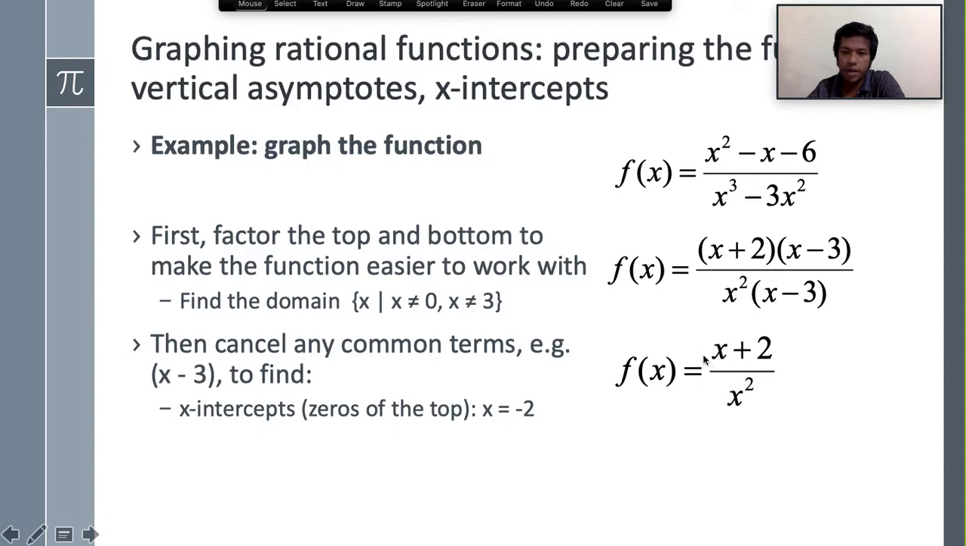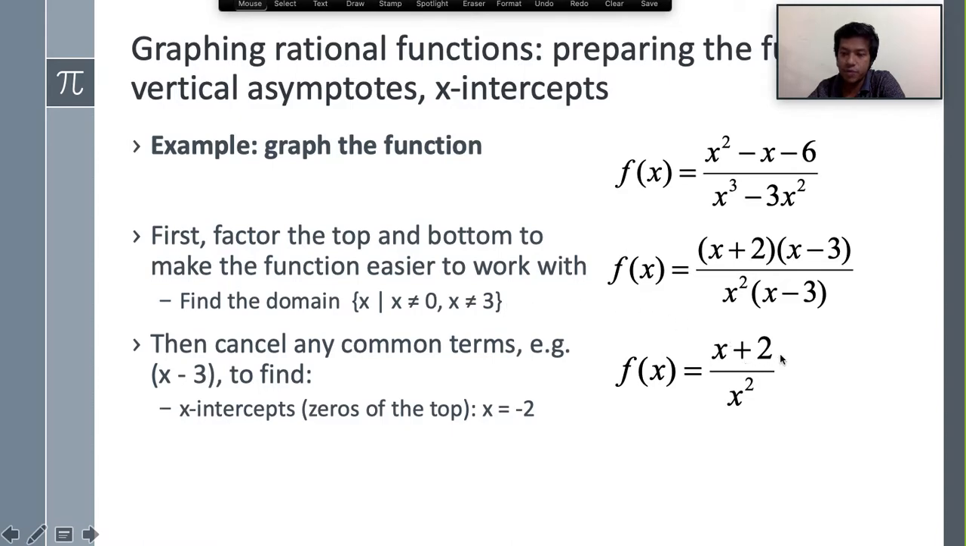And to find out if there is any y-intercept, we put x equals 0. Then f(x) becomes undefined, which means there is no y-intercept. And that is true because we have the vertical asymptote at x equals 0. That means the graph will never ever cross the y line, because x equals 0 is the y line.